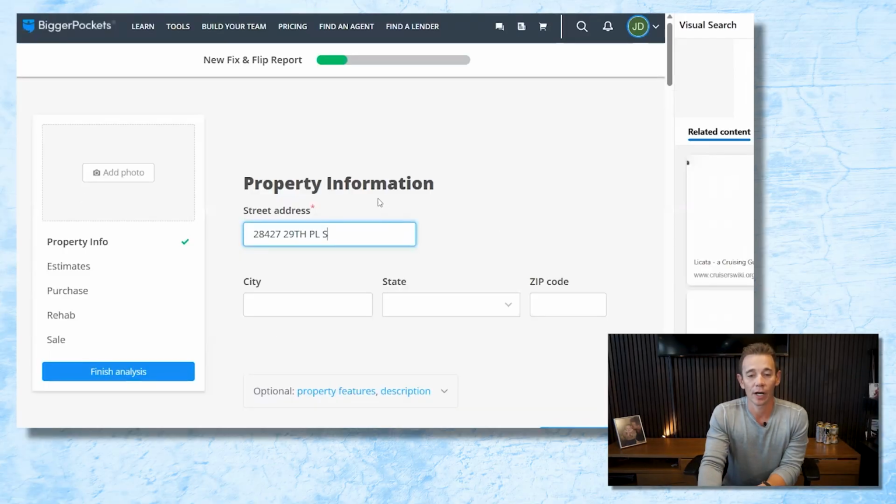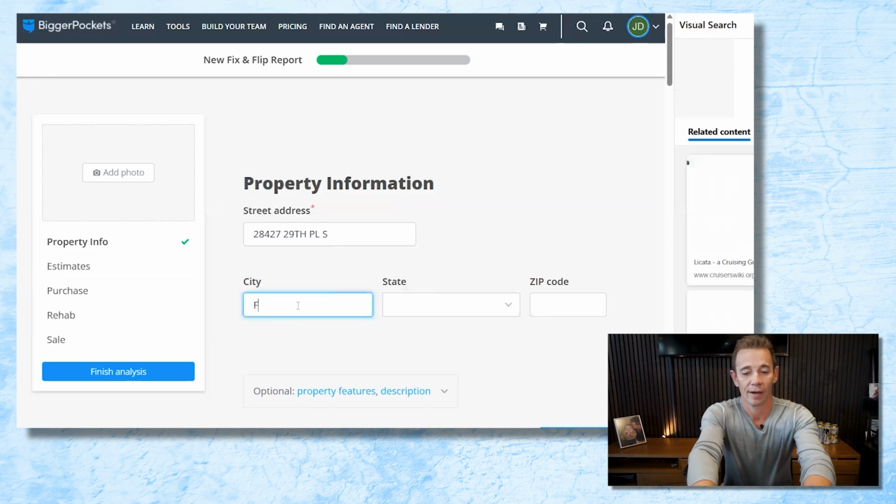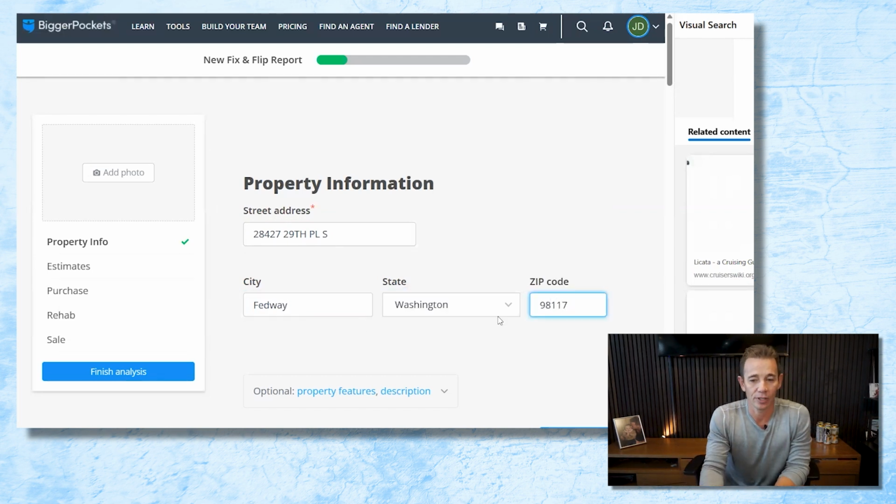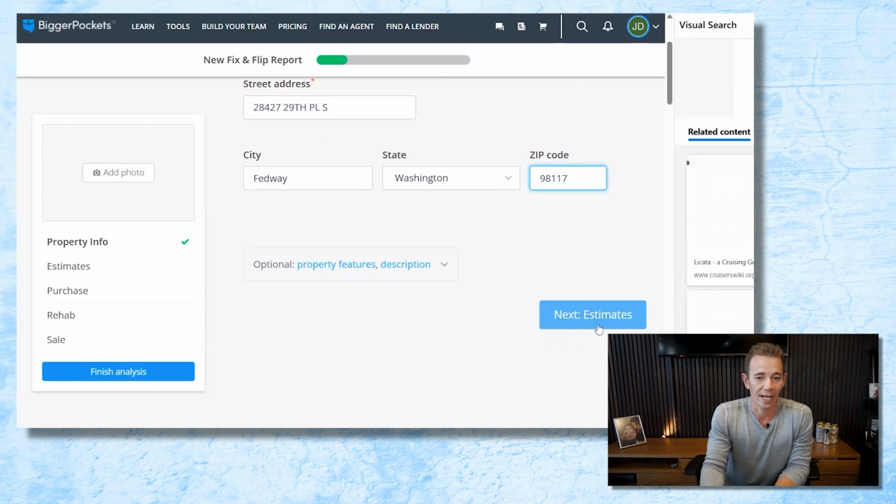What you do is you log on, you come in, you start the new report. You're going to input the address. We have the address right here. This is going to keep everything organized for you so you can always revisit it. You're going to input the address, and then go to the next estimates. If you want, you can also take a picture of the property and load it in so you can always see what it looks like. We're going to skip that for now.